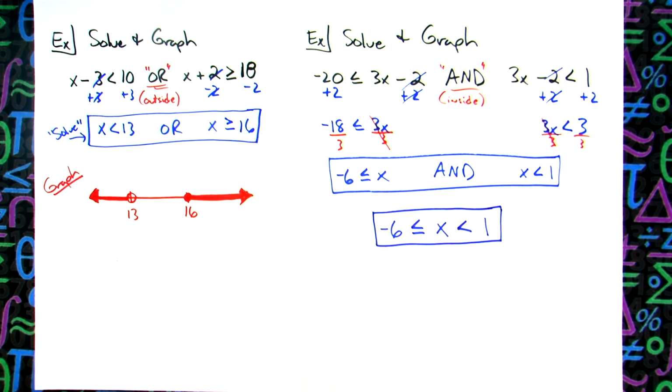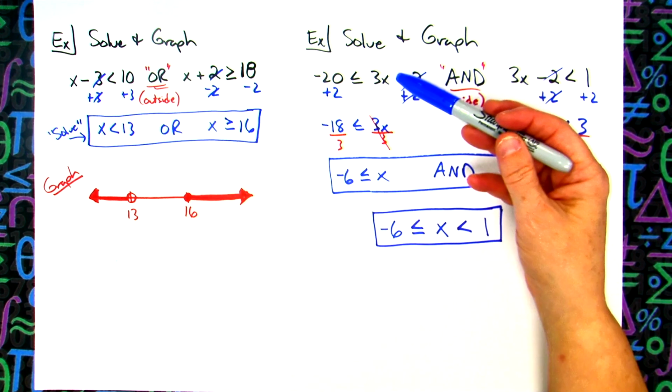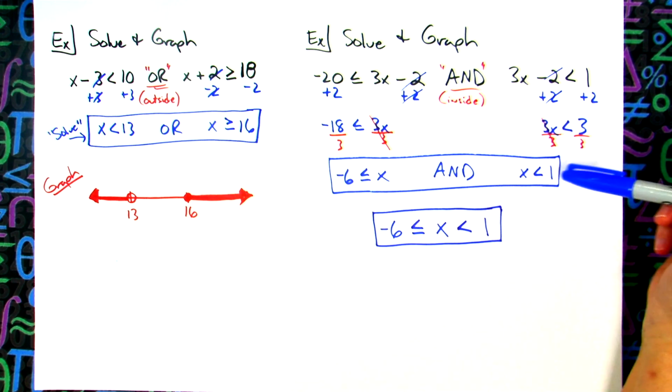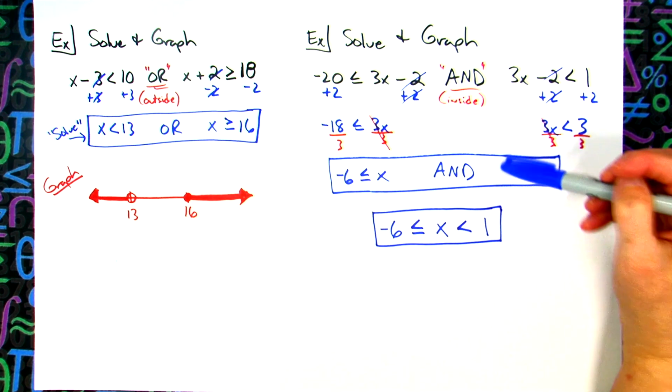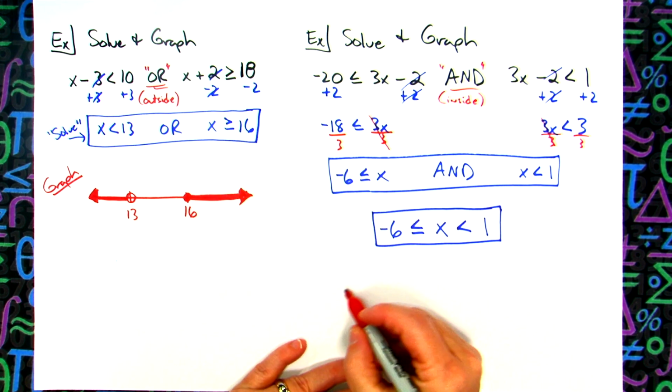So what I'm trying to get at is you may see a problem like this. You're going to work it out. You'll have the word and in between it. But if it's a multiple choice test, this may not be the answer. This is what you may see. Okay? So either one of those would be the solve part. Okay? Now, let's graph.